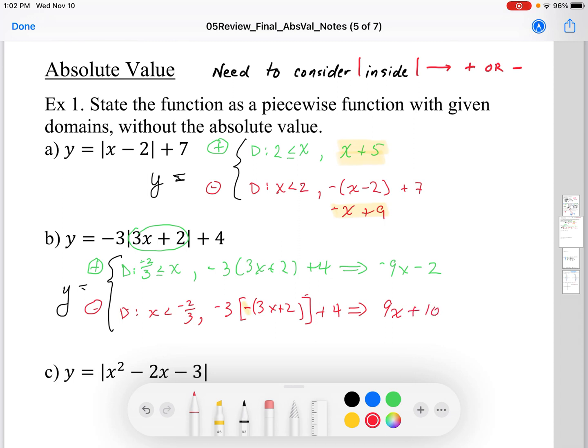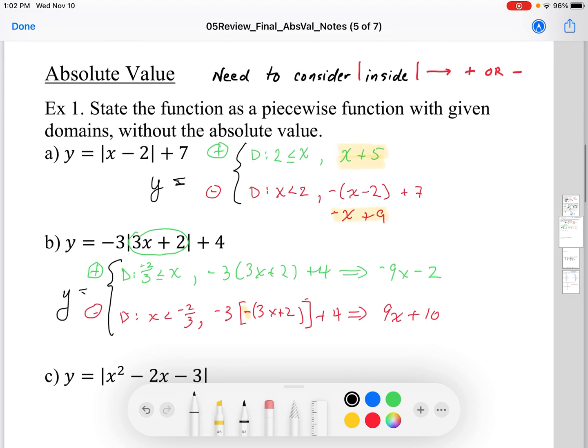So on one side we're going to have the red equation, the other side we're going to have the green equation. If you're thinking about what this looks like, we're going to have our graph here. It's going to be at negative 2/3 and positive 4. That's where our vertex is, negative 2/3. I get the plus 4 from this number here. And then on the right hand side, I get a line with slope of negative 9 and a y-intercept of negative 2.